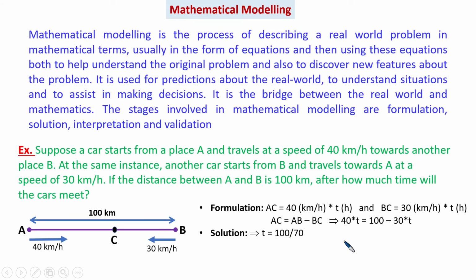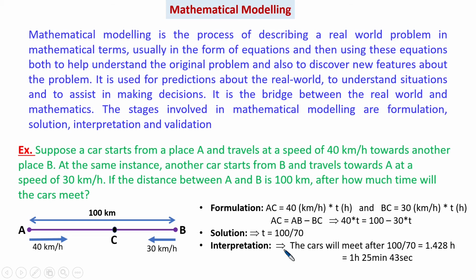Then I get a solution and then I interpret. That is, the cars will meet after time 100 by 70, that is 1.428 hours. And what is 1.428? I know 1 hour is 60 minutes, 1 minute is 60 seconds, so I can convert it. This is your homework. You have done it in very elementary classes, so I am not going to do it here. So the solution is exact and not statistical, so validation is not required.